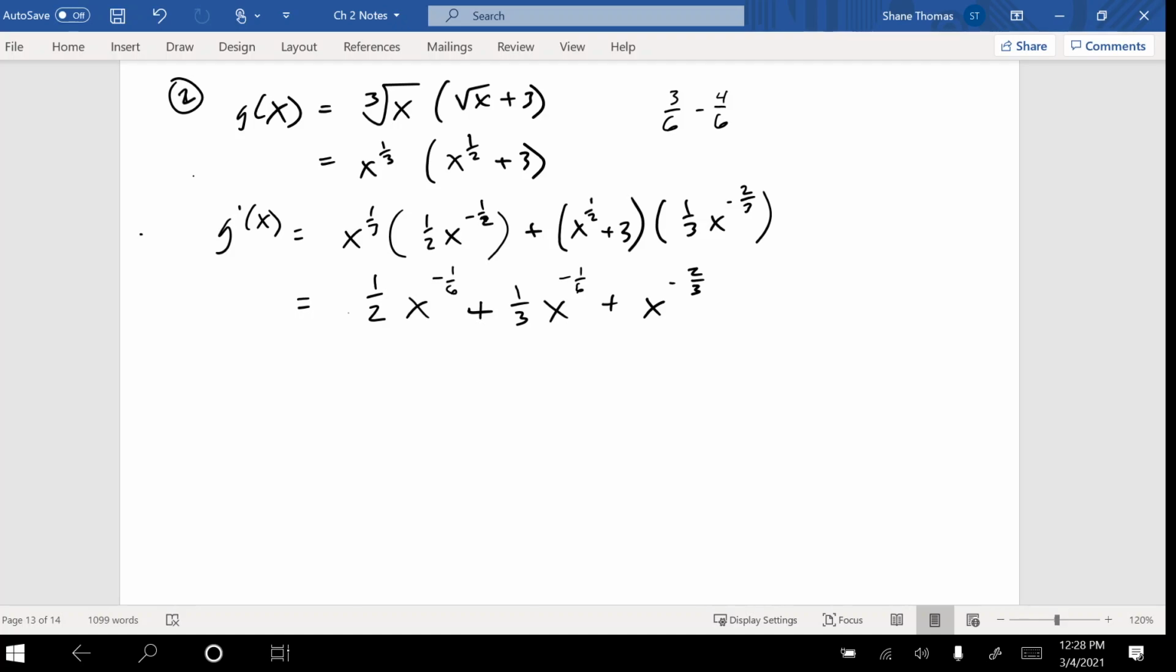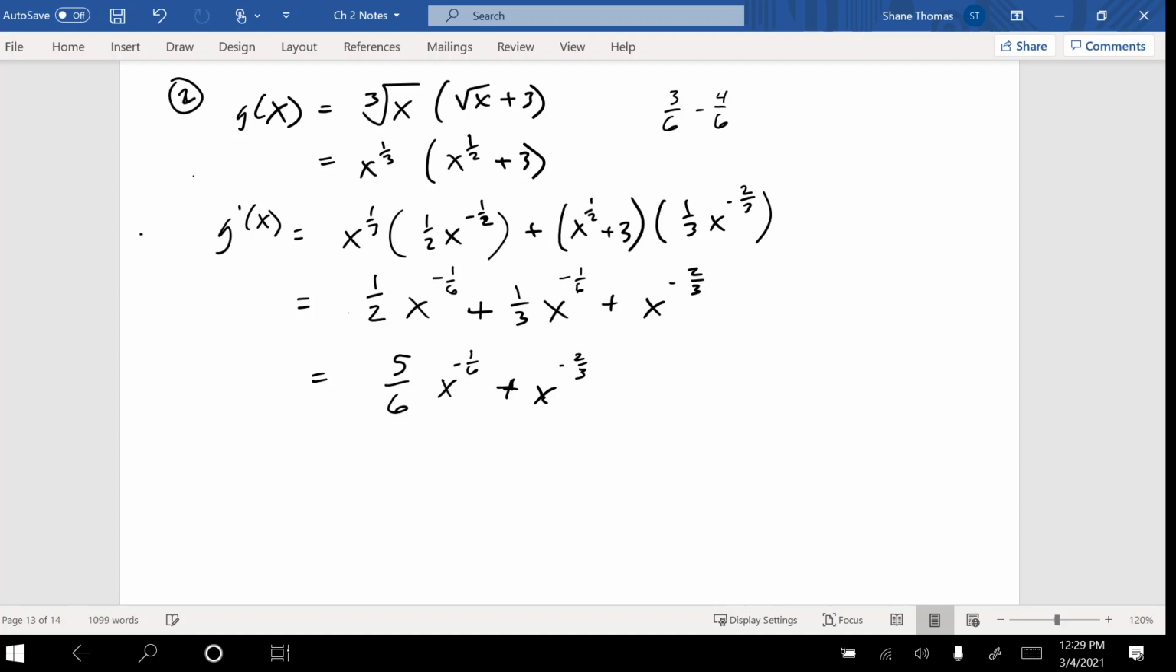All right, now I have two of them with the same x power, x to the negative 1/6 and x to the negative 1/6, so I can combine those. I add 1/2 and 1/3, which gives me 5/6 x to the negative 1/6. There's nothing I can do with the other one, so it's just plus x to the negative 2/3.